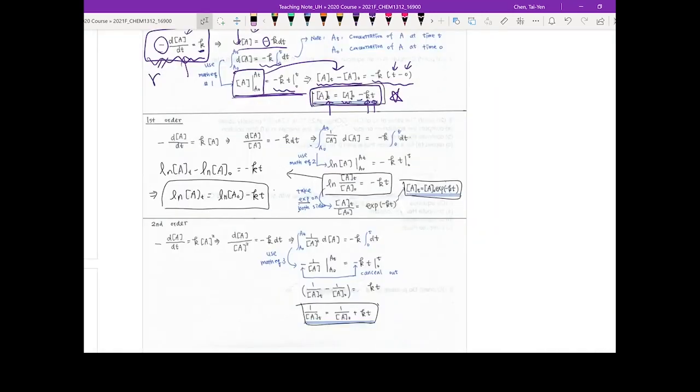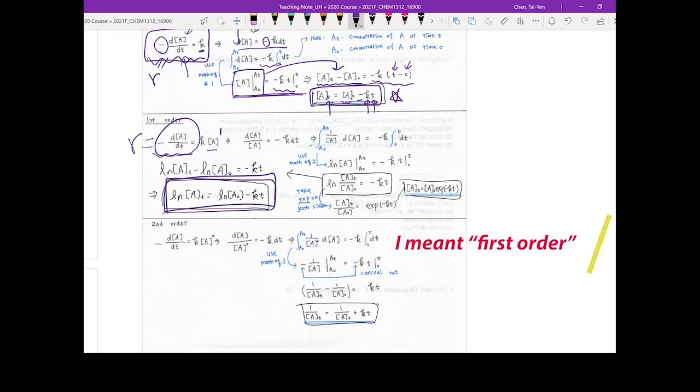You can do the same thing for your first order and second order. So again, you start with this. That is your rate on the left. On the right is K times A to the first power. Then you do the same thing, move your dt to the right, do the integration and use your mathematical equations. Then you're going to get this equation for your first order reaction. Natural log A at T equals natural log A naught minus K times T.